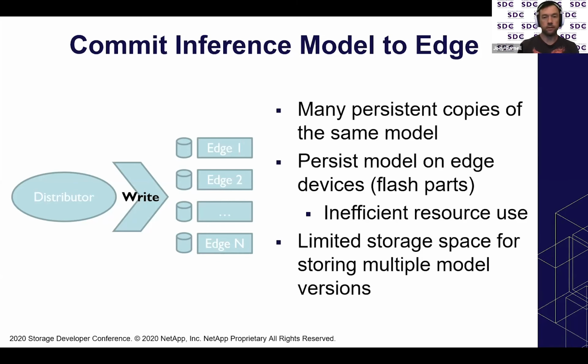So you're persisting all that on flash parts, wearing out their flash writing out that data, and it's inefficient resource use, obviously, because you're keeping all these copies of the same thing. And one other thing is that you don't have an abundance of storage space to store dozens of different copies of your inference models for different circumstances, which I'll get into in a little bit. So you have this limited storage space, and you can't react, and you can't do different kinds of deep transfer learning because you have a limited amount that you can store.